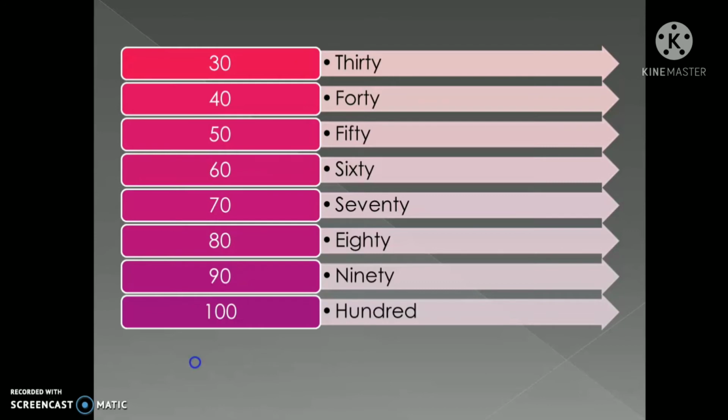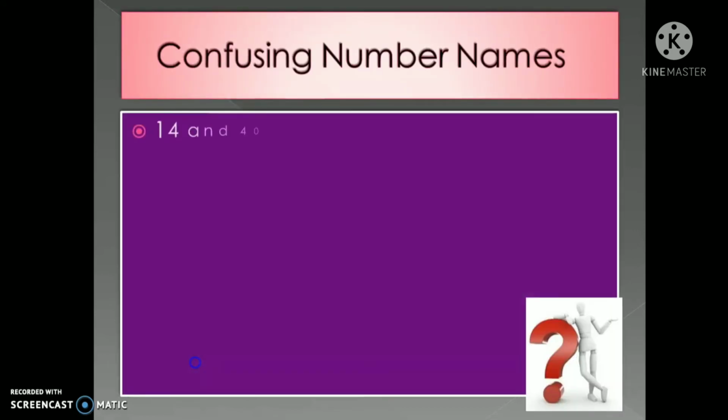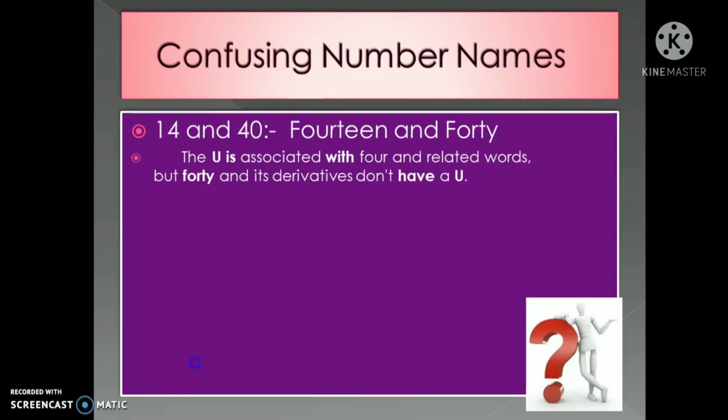Okay. I've seen several times that students are making a lot of mistakes in these words. Alright, students, please don't get confused of the spellings of 14 and 40. I'll give you a good memory aid to help you differentiate the two number names. Here's a tip. The U is associated with 4 and related words. But 40, F-O-R-T-Y, and its derivatives don't have a U. So, 14 is F-O-U-R-T-E-E-N. 40 is F-O-R-T-Y.